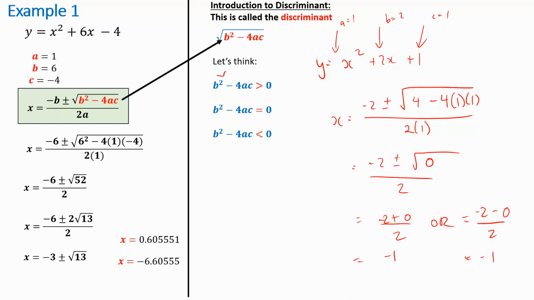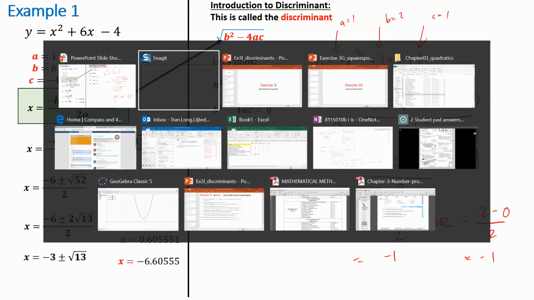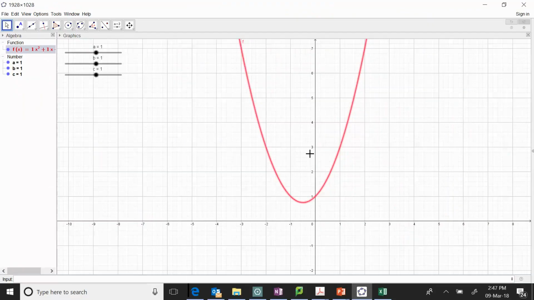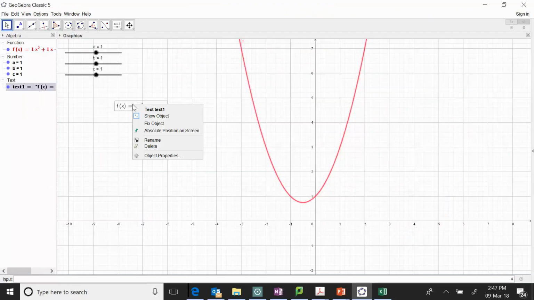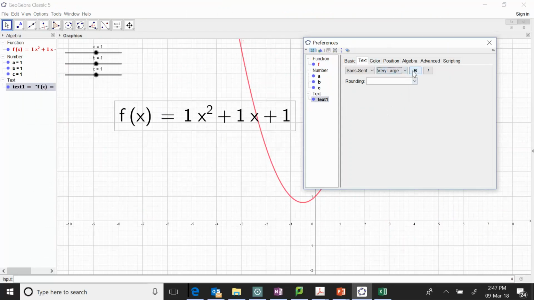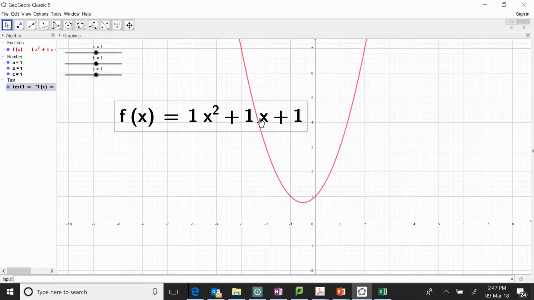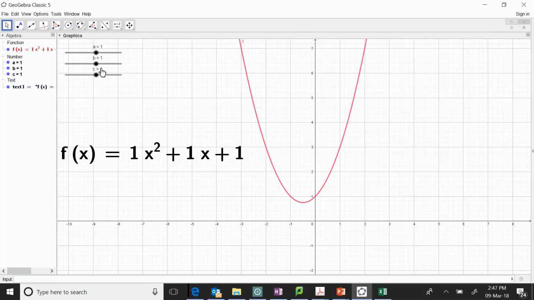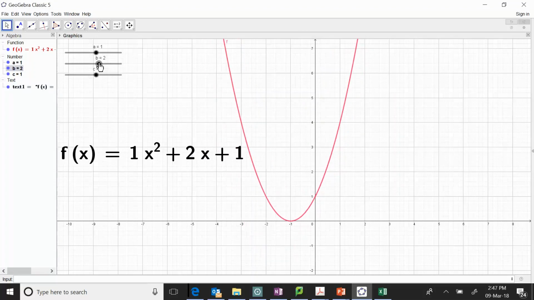Now let's test that. I'm going to sketch it on the graph so you can see. Where's the GeoGebra? Here we go. We said it was 1x squared. Watch, I'll show you. I'm just going to make this larger so you can see. If I change b to 2 and c to 1, can you see the graph only has one x-intercept?